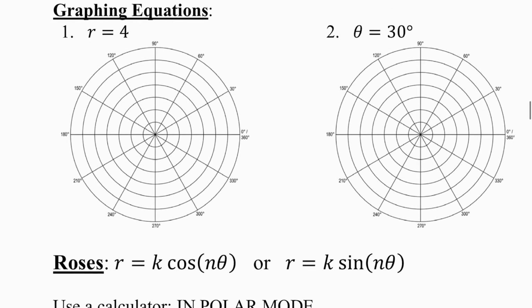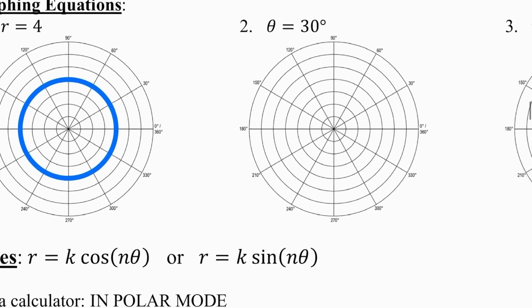We have r equals 4. So that means that we have a circle of radius 4. So 1, 2, 3, 4, and you pretty much just have to sketch that 4th circle all the way around. And that's what r equals 4 looks like on the polar plane. Just the 4th circle, just trace it.